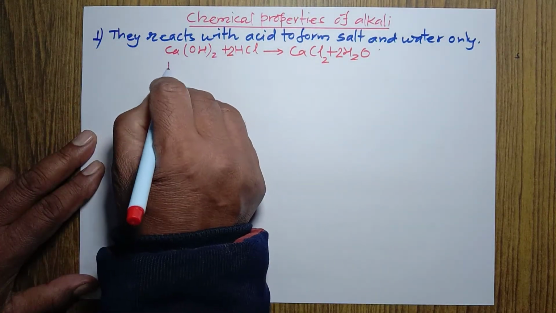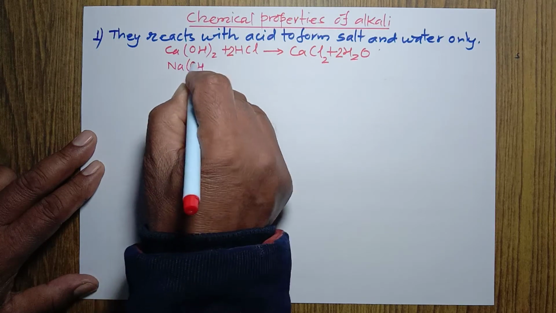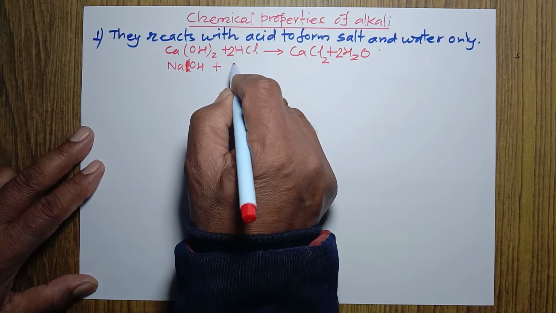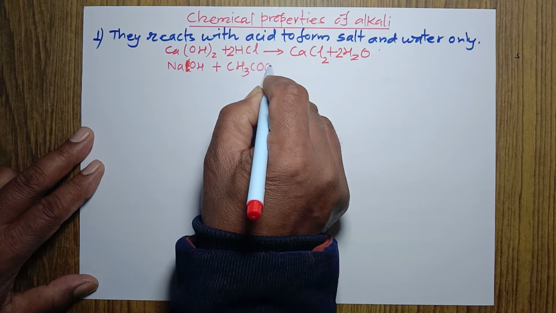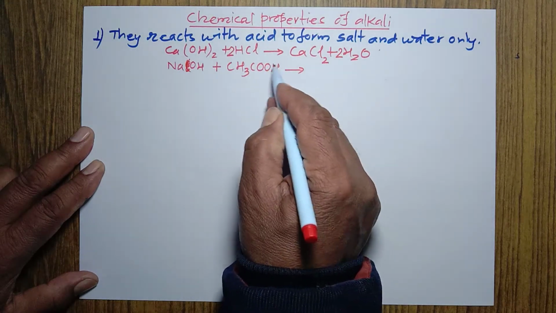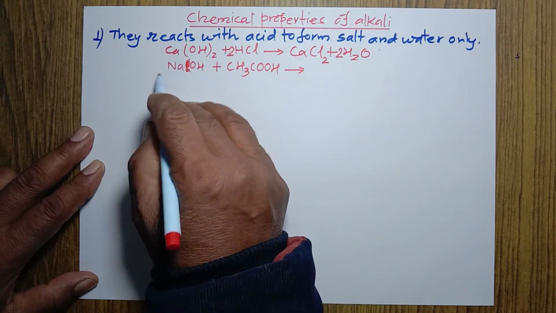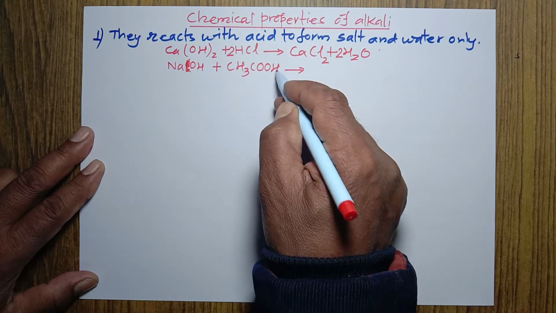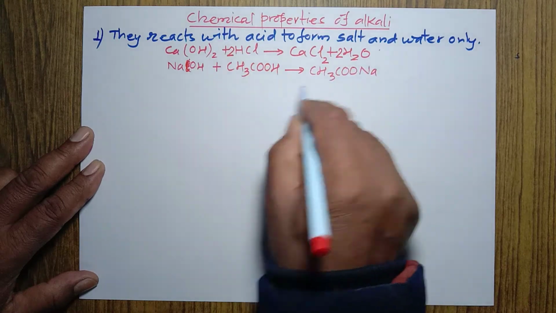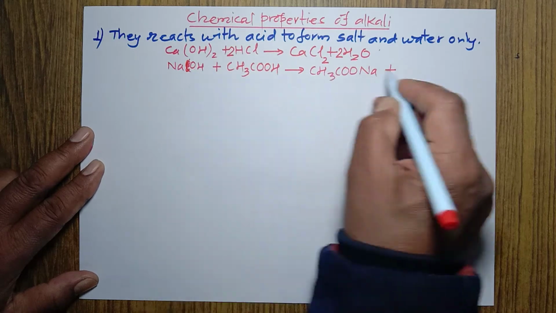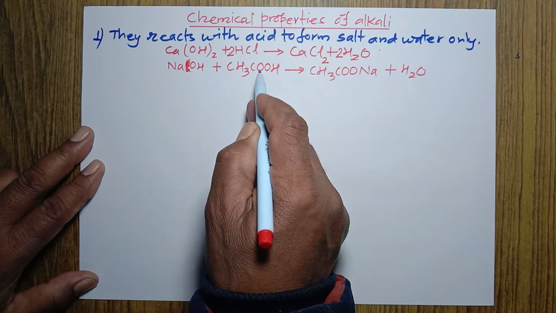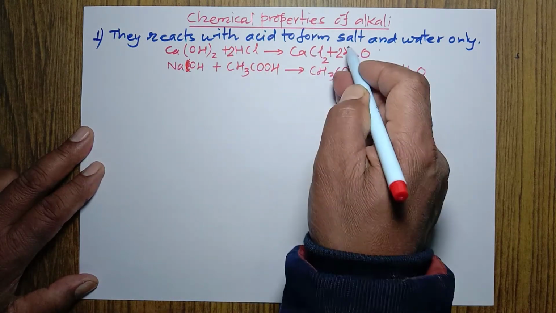Now we can take another also. Sodium hydroxide is another alkali. When it reacts with acetic acid, let's say CH3COOH, then what happens? Whenever an acid reacts with alkali, the hydrogen of the acid is displaced by the metallic part of the alkali. That's why sodium takes the place of hydrogen, CH3COONa. This is sodium acetate, and the replaced hydrogen combines with oxygen and hydrogen to form water. This salt, this water. When alkali reacts with acid, they always form salt and water.